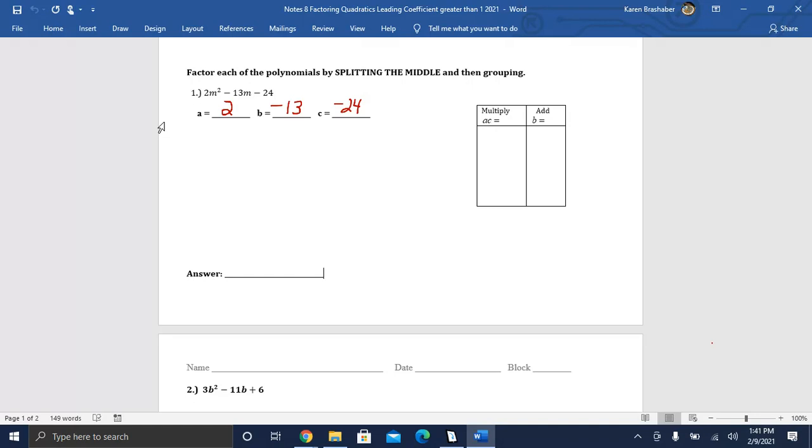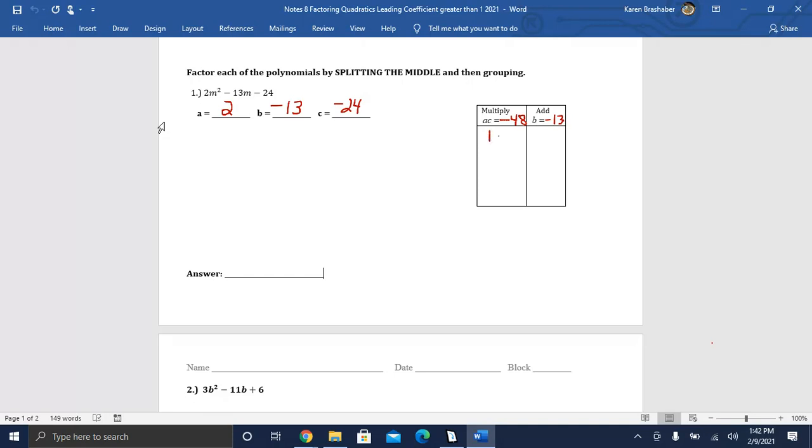We'll be looking for what will multiply to our AC. Well, our A times C, that's 2 times negative 24. And so for this problem, that is negative 48. And then B, which is negative 13. So we'll think about what multiplies to 48, ignoring the negative for the time being. Again, start with 1 if need be.